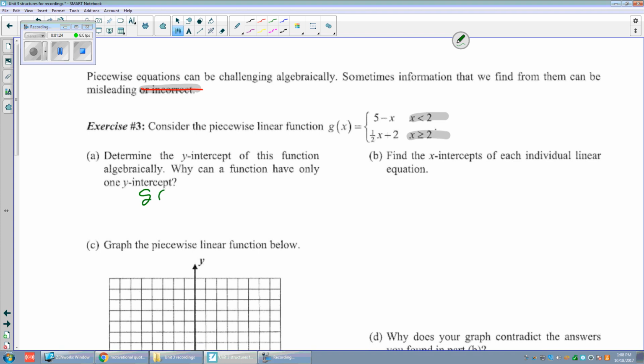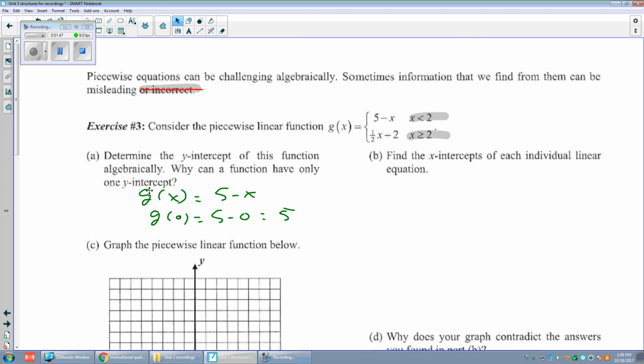Let's write down g of x equals 5 minus x. Now, the y-intercept is when x equals 0. So if we plug in, g of 0 equals 5 minus 0, which is 5, that's the y-intercept of the function. Well, wait a minute, Mr. Bryce, there's another equation there.